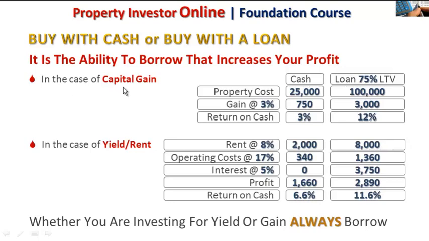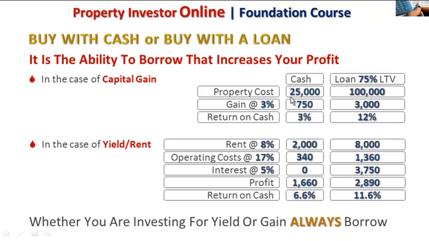Now I'm going to start off with capital gain purely because it brings in the cost of the property, and then we will look at yield and rent. So in the case of capital gain, if you were to buy a property costing £25,000, and that is possible today, by the way, £25,000 in cash, if the property increased in value by 3% at the end of the first year, that would be an increase of £750, which would give you a return on your cash of 3%, because £750 is 3% of £25,000.